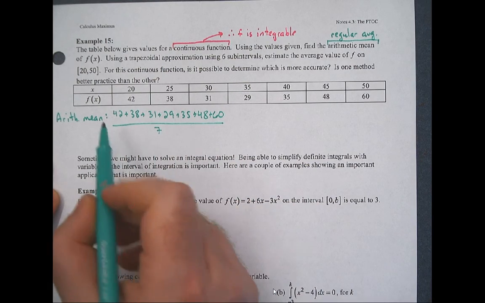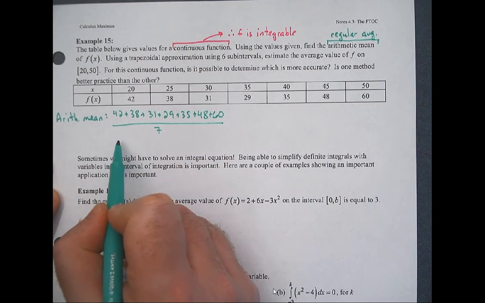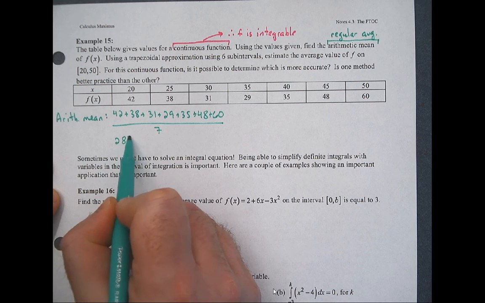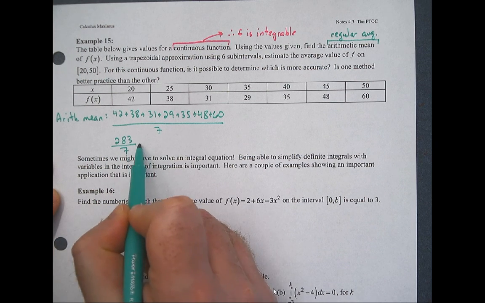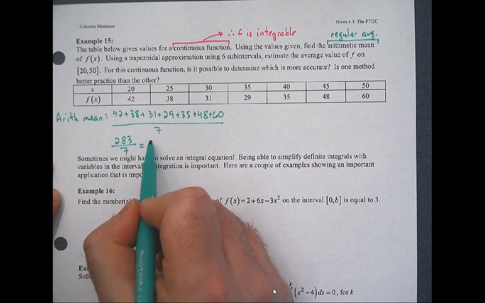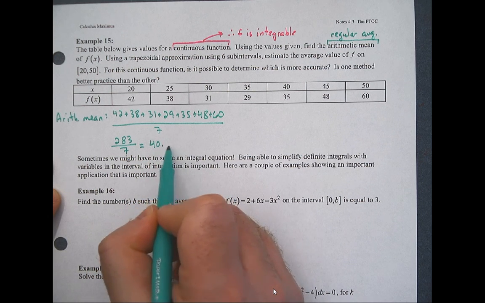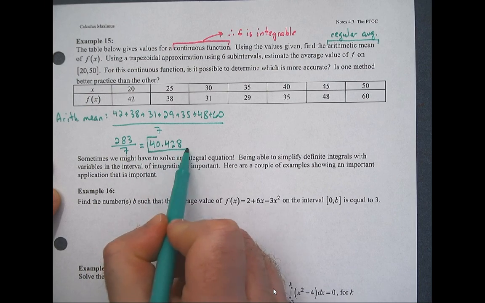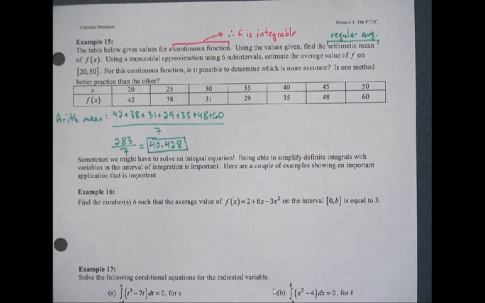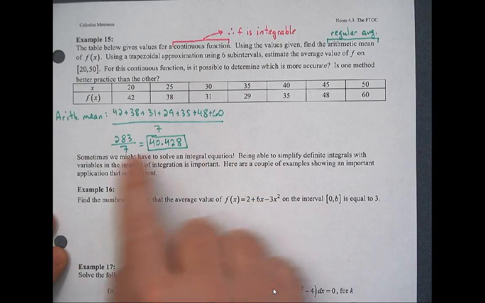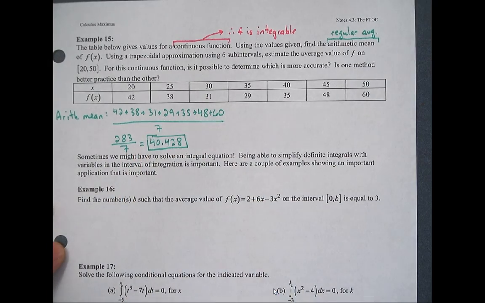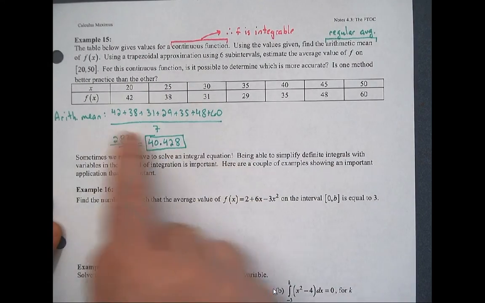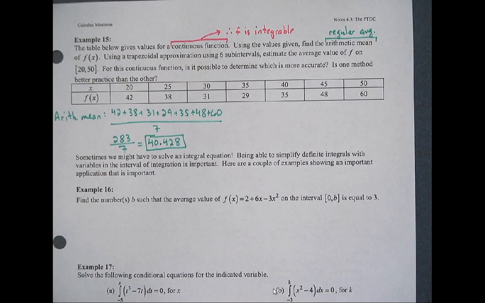I'm going to save us some time. This turns out to be 283 over 7, which ends up being 40.428. So there's my arithmetic mean. Now, the nice thing, if this was a free response, you wouldn't have to do any of that. Just stop. You're showing that you understand how arithmetic means work here.